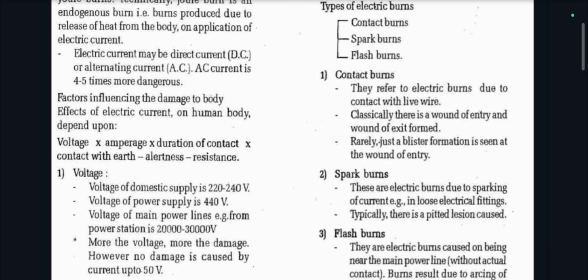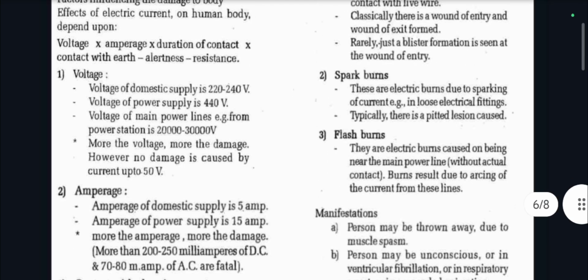So what about voltage? Voltage of domestic supply is 220 to 240 volts. Voltage of power supply is 440 volts. And main power lines have 20,000 to 30,000 volts. So more the voltage, more would be the damage, obviously. However, no damage is caused by current up to 50 volts. So if the current is up to 50 volts, no damage is caused.